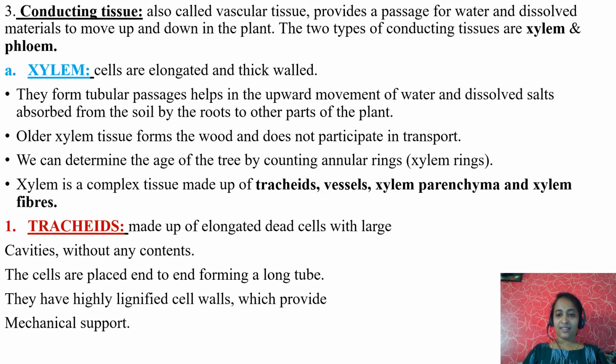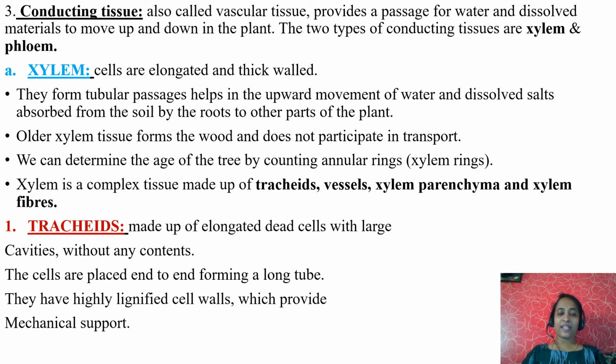First, let's discuss tracheids. Tracheids are made up of elongated dead cells with large cavities without any contents. How do tracheids appear? How do they look? They are made up of elongated, dead cells with large cavities or holes without any content. Nothing inside a tracheid. Why? Because these tracheids are dead in nature.